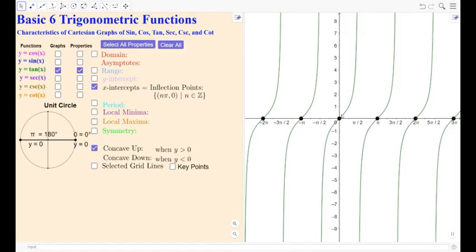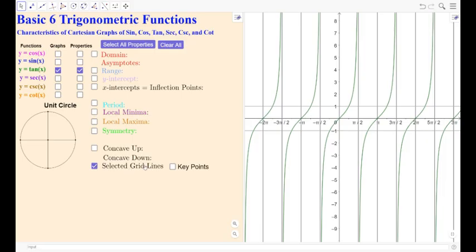Notice that this time, the opposite of sine and cosine, when the y is positive, tangent is concave up, and when y is negative, tangent is concave down, with those x-intercepts being inflection points as well. I do want to show you one extra thing here about another key point when we look at our grid lines here. We notice, of course, the x-intercepts. Be sure if you're graphing, you get those. But I want to show you one special point.